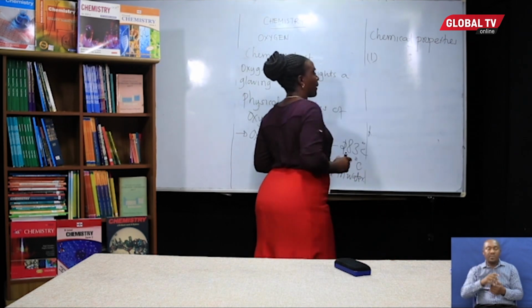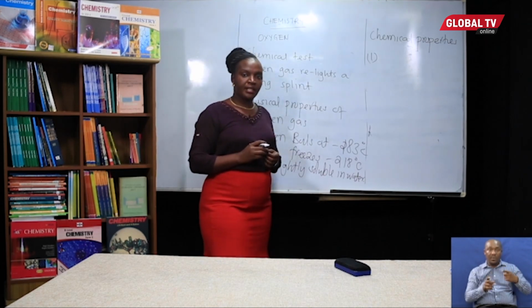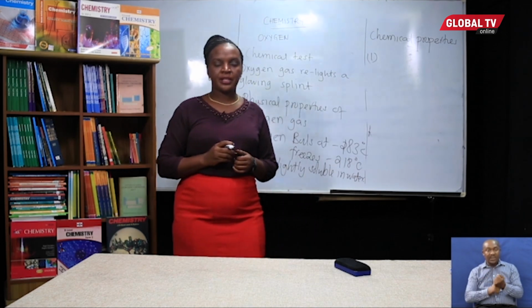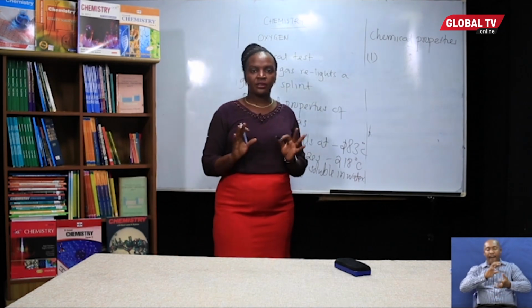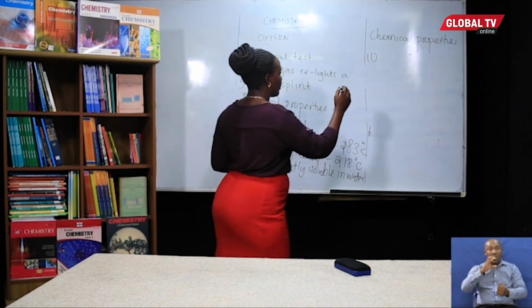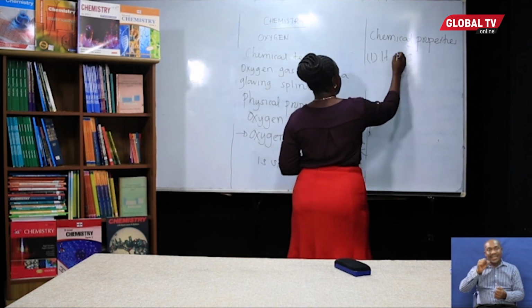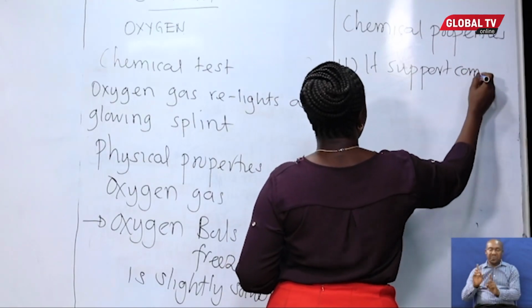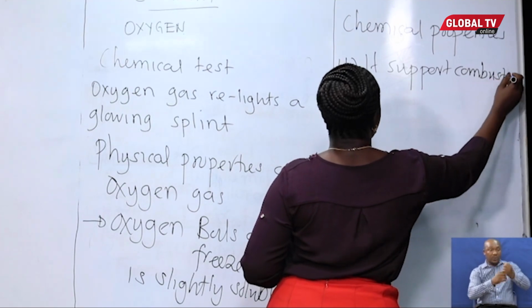Number 1, oxygen supports combustion. So oxygen does not burn, but it supports combustion. So chemical property number 1, it supports combustion.